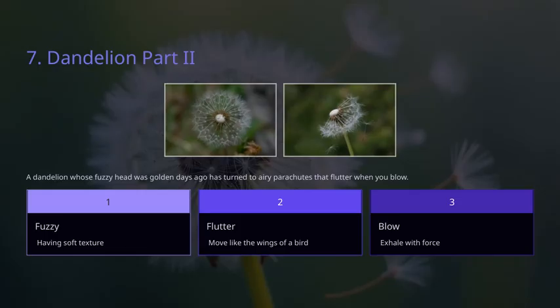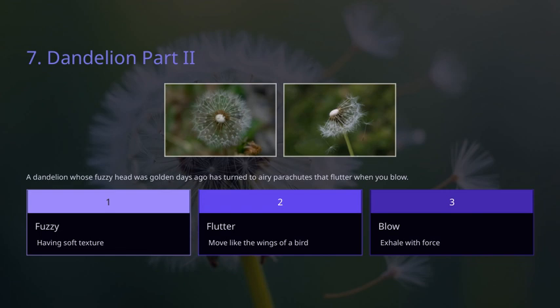Now let's take a closer look at the second part of the dandelion's story. A dandelion that once had a fuzzy, golden head during the sunny days has now transformed into these delicate, airy parachutes. When you blow on them, they flutter gently in the breeze. The word fuzzy here describes that soft, textured appearance of the dandelion before it disperses. And flutter captures how these tiny parachutes move, like the wings of a bird, light and graceful. When we say blow, we're talking about exhaling with force, which helps to send those parachutes soaring away.